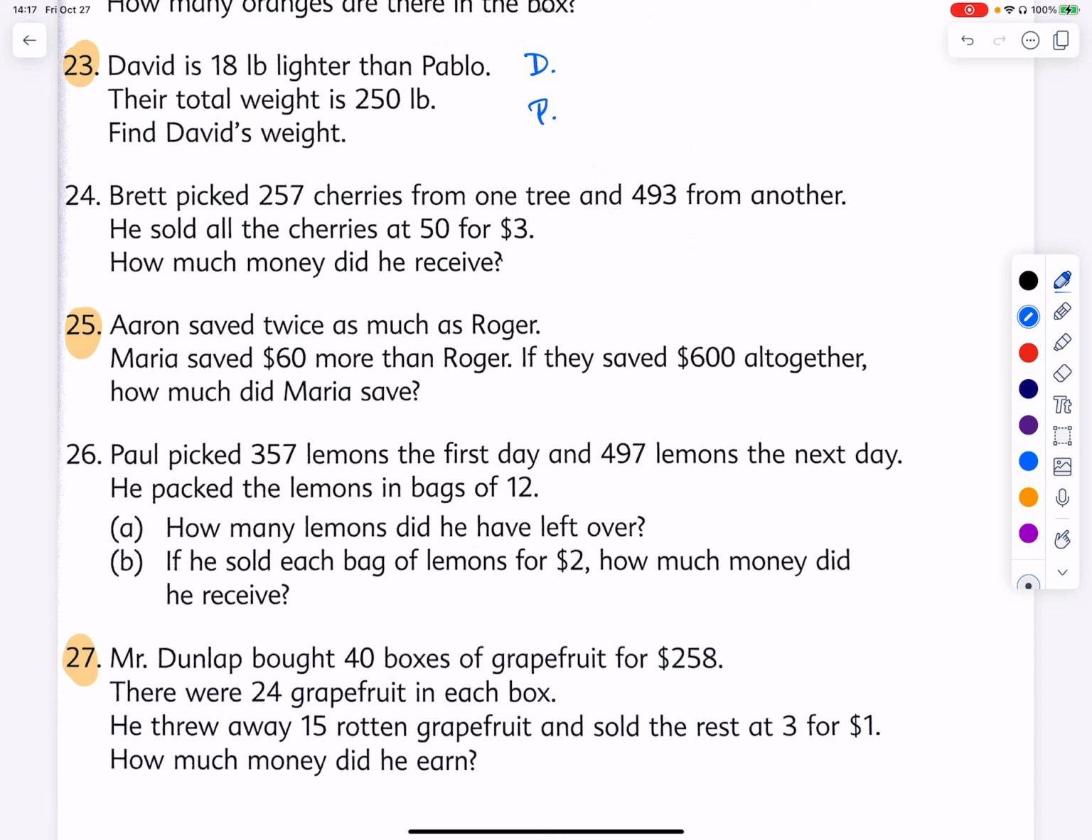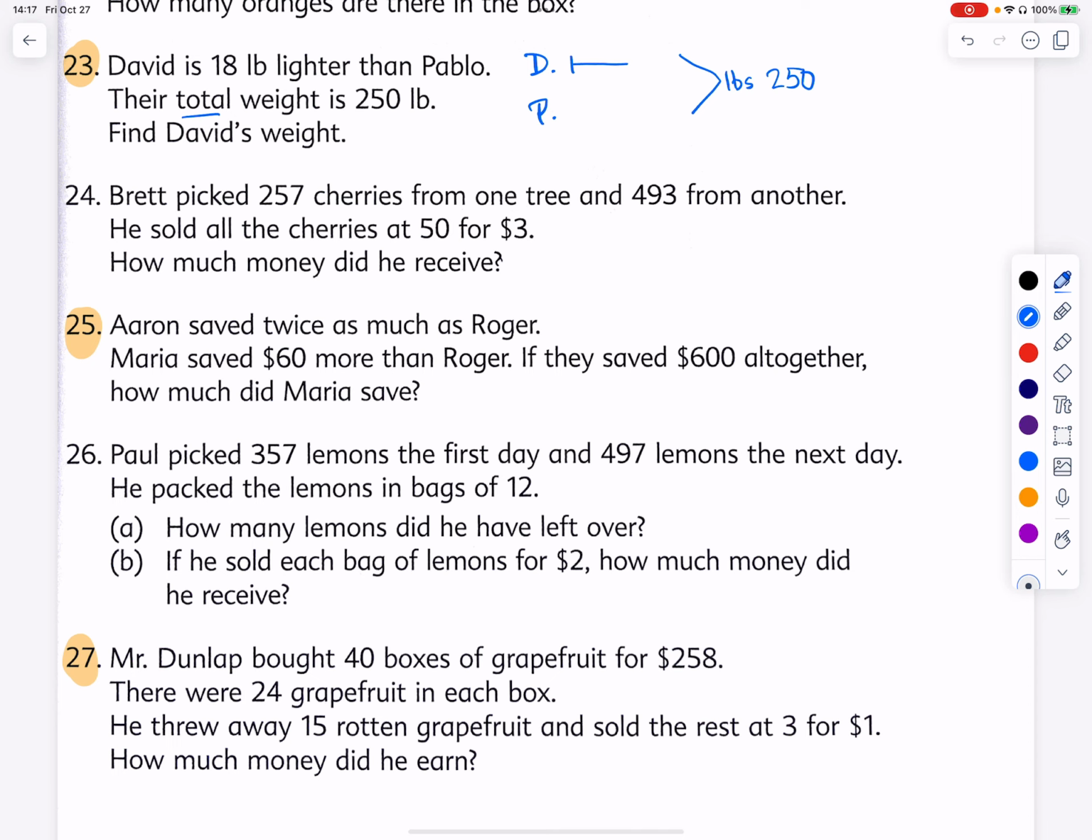What is the problem talking about? It's talking about pounds. How much do two people weigh? David and Pablo, we know the total weight, I put this little bracket, they are 250 pounds. But do they weigh the same amount? That's not what the problem tells us. They say David is lighter than Pablo. That means Pablo is heavier.